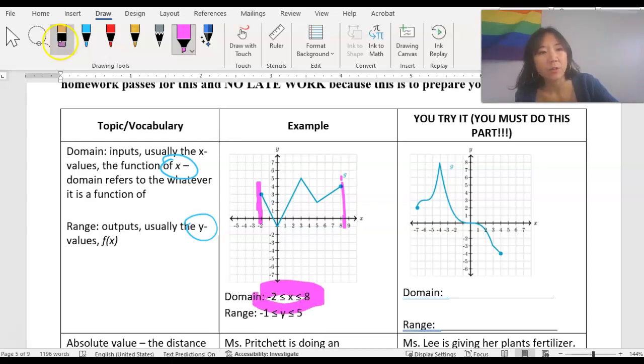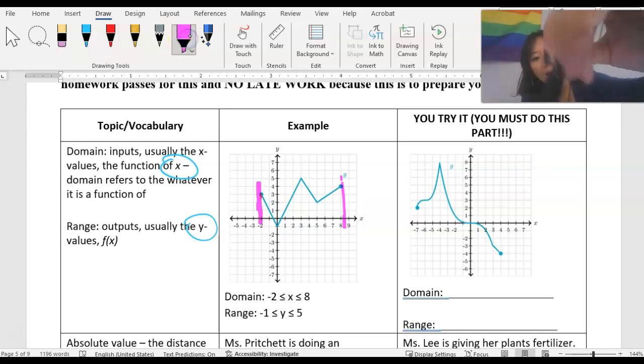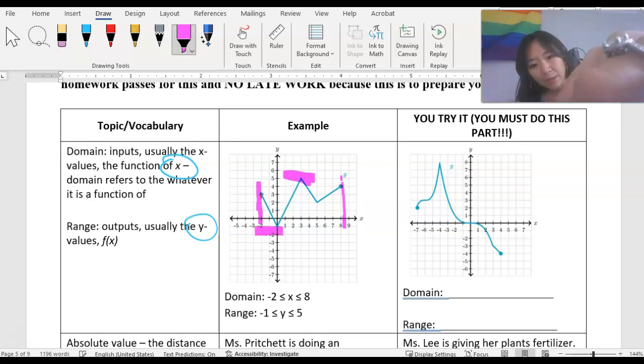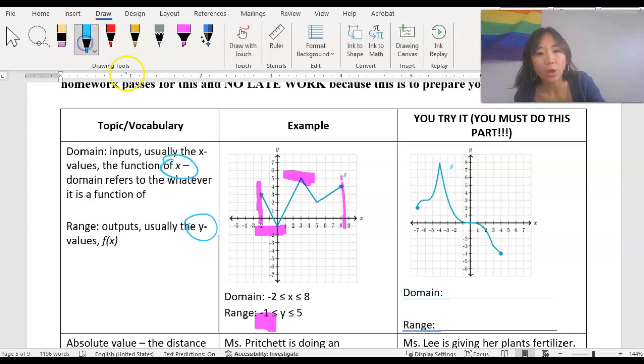Here it is less than or equal to and greater than or equal to because we can see that those circles are filled in, right? Here it includes those points. Our range then is the highest point and the lowest point. So the lowest point here is -1, and then the highest point that the y value reaches is 5. And they, again, are points that are included on the graph, so they are less than or equal to because they are part of that.